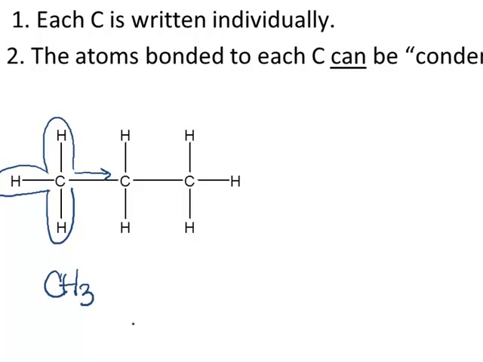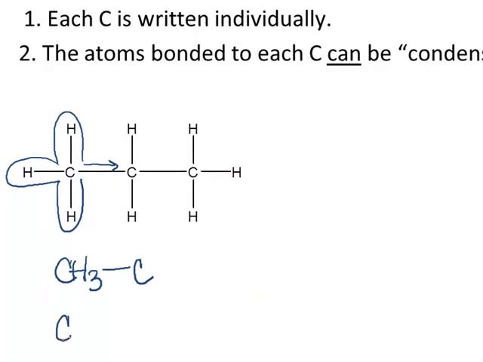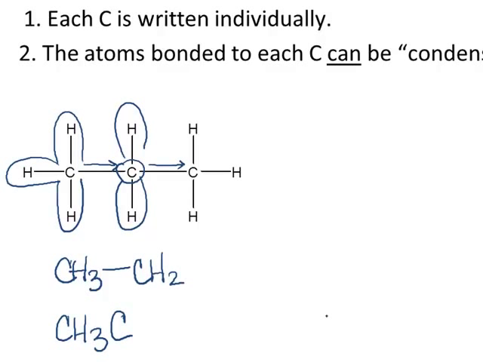Then I can move on to the next carbon, which I'll write individually. You can draw a single bond here to represent the bond to that carbon, or you can choose to simply write things next to each other. I'll do both versions. This second carbon is attached to 2 hydrogens, as well as the next carbon in the chain. So I'll represent those 2 hydrogens by writing CH2. Again, whether or not I use a line to represent the single bond, it's implied. Go ahead and see if you can finish this condensed structure.